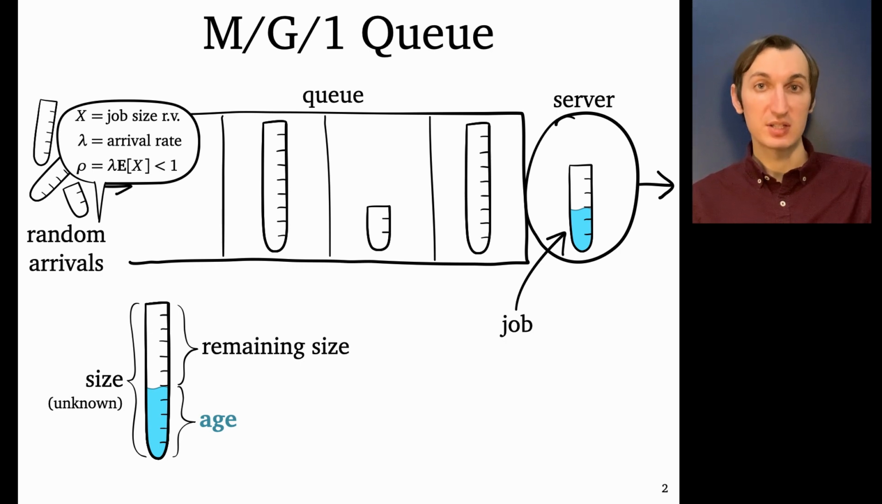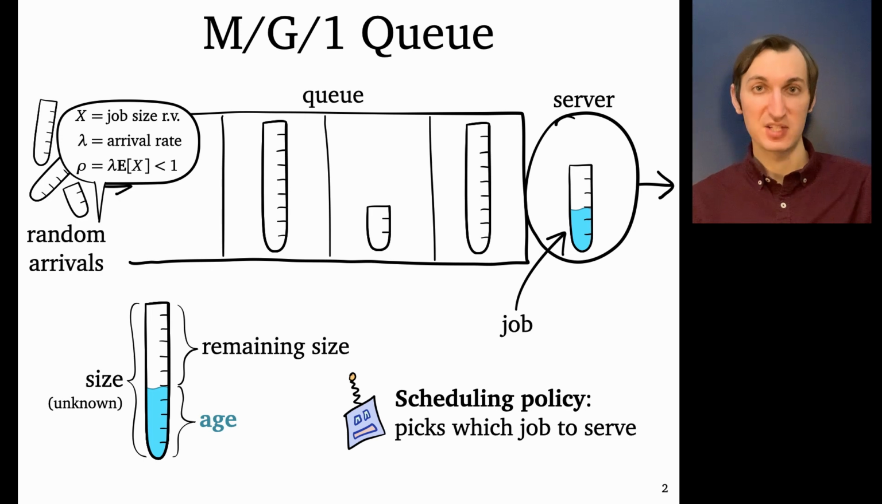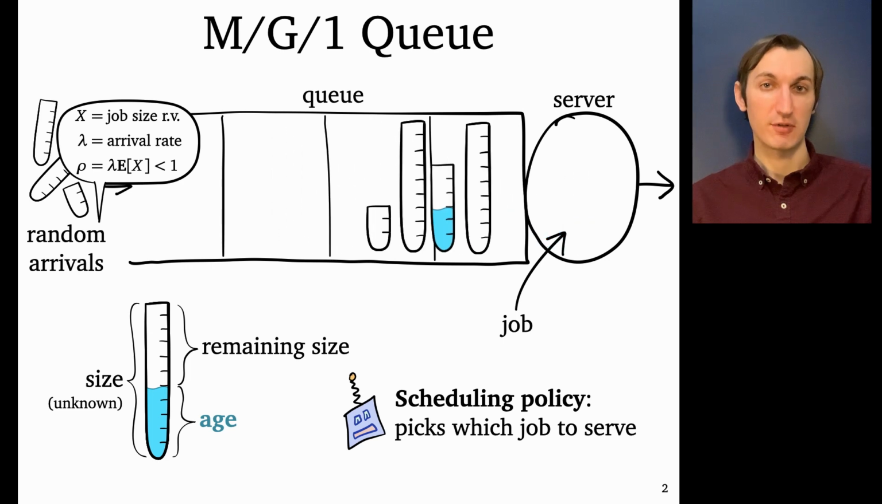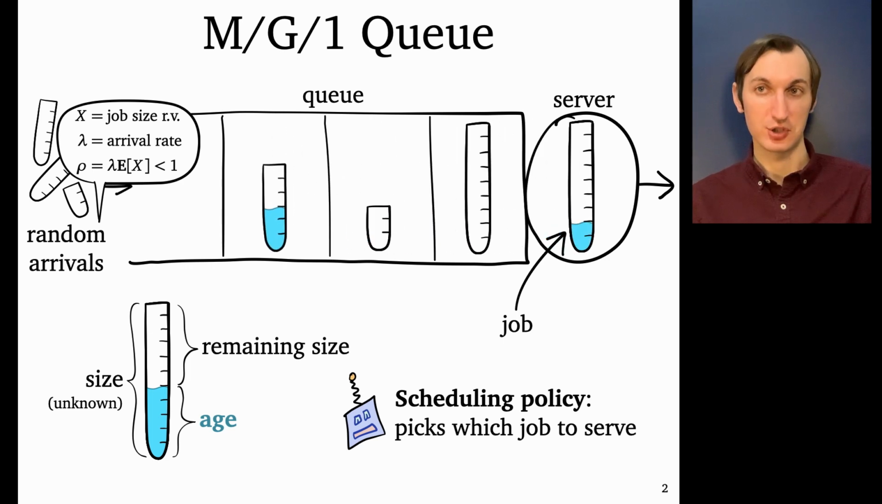So we're going to talk about scheduling today. The scheduling policy is the algorithm that decides at every moment in time which job to serve. And it does so preemptively, so we can decide at any moment to switch from one job to another and start serving a different job. When we do this, we don't lose any work and there's no delay, so preemption is free in this model.